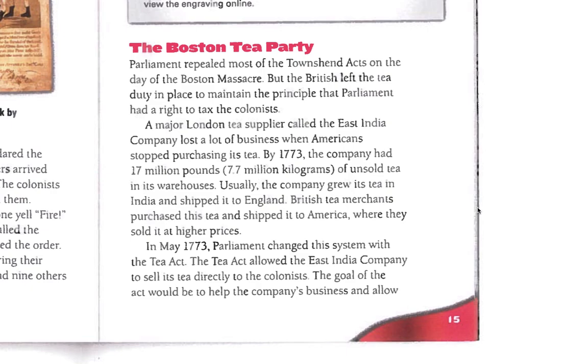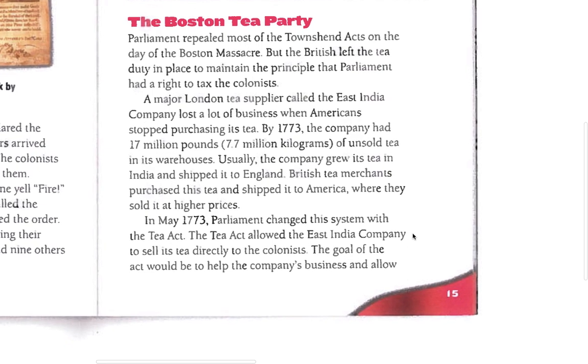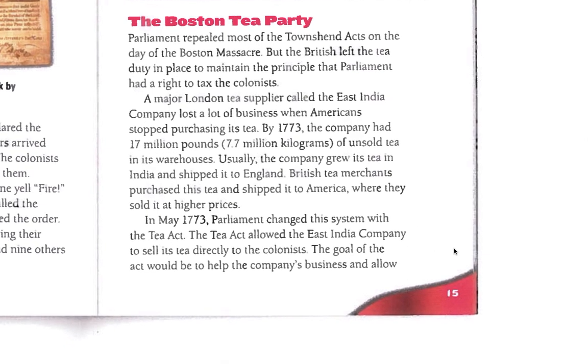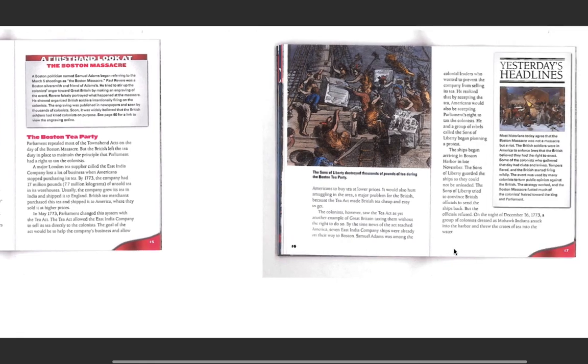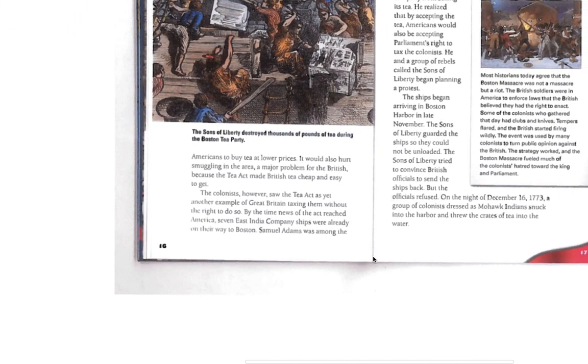Usually the company grew its tea in India and shipped it to England. British tea merchants purchased this tea and shipped it to America, where they sold it at higher prices. In May 1773, Parliament changed this system with the Tea Act. The Tea Act allowed the East India Company to sell its tea directly to the colonists. The goal of the act was to help the company's business and allow Americans to buy tea at lower prices.